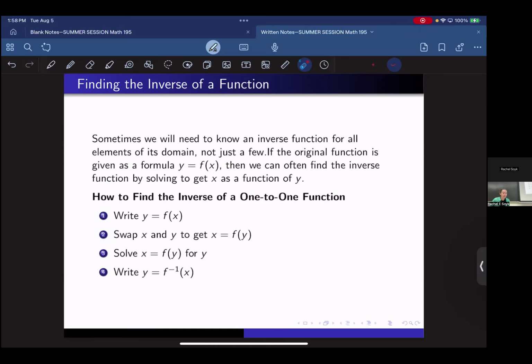How do we do that? We have y is equal to whatever combination we're given. We switch or we swap our x and y. We now isolate our new y, and then finally we put it into our function notation and we get our inverse.